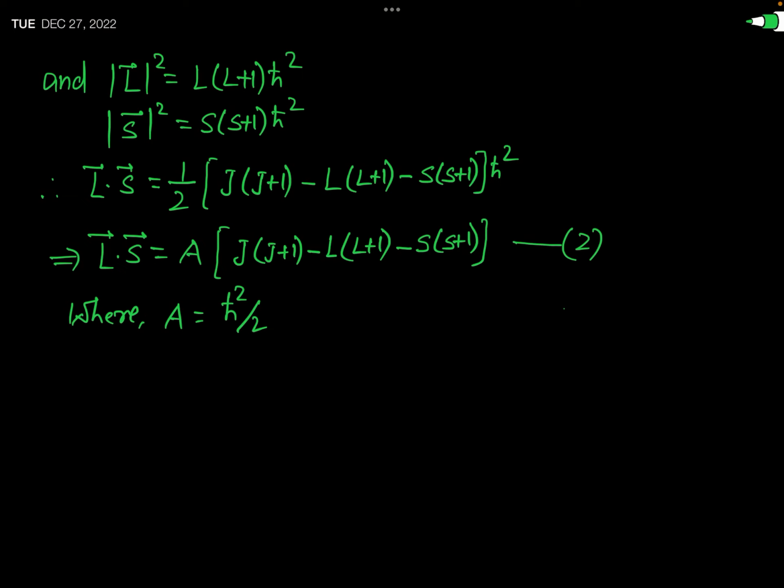Now as you know, for the various fine structure levels of the Russell-Saunders multiplet, the values of L and S are the same. They only differ in the value of j. So if you consider two values of j, let us say j equal to j and j equal to j plus 1.